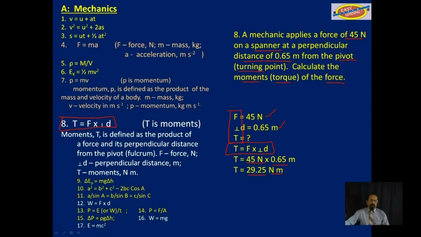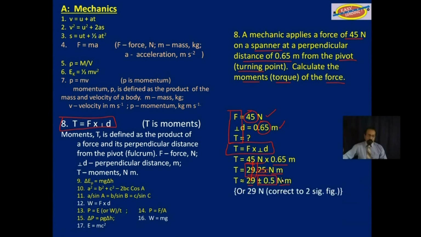But remember, we have to look at significant figures. This has two significant figures. This has two significant figures. So our answer can only have two significant figures. We have to round off at this 9, which is in the ones position. We drop that and we get 29 plus or minus 0.5 Newton meters.